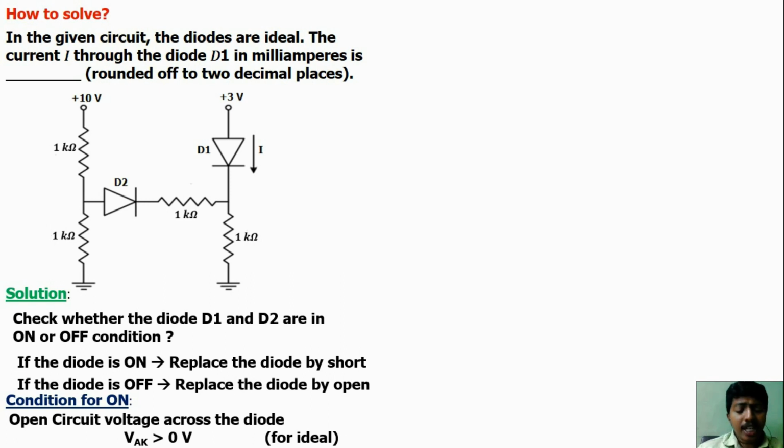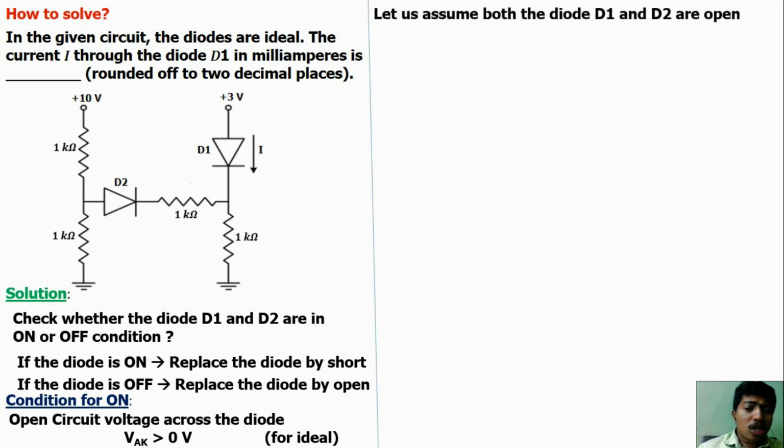Okay. This is for the ideal case. For a silicon diode, if the open circuit voltage across the diode is greater than 0.7 volt, then only it goes to on state. Otherwise, off state. Here the given diodes are ideal. So first we have to find the open circuit voltage across the diode. Then only we can say whether the diode is in on condition or off condition. So it is assumed that both diodes D1 and D2 are open.